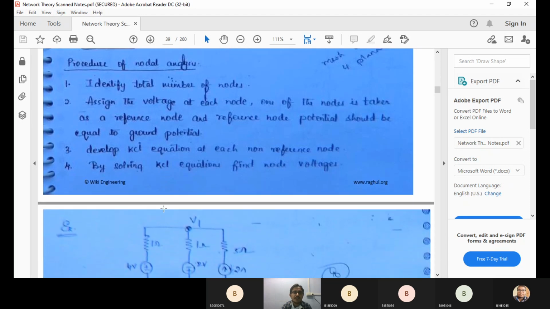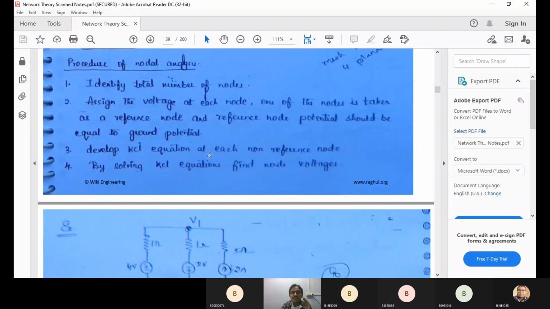Procedure for the nodal analysis is: identify total number of nodes. Similarly, we are having the 4 steps. The first step is identify total number of nodes, and second one is assign the voltage at each node. One of the nodes is taken as a reference node and the reference node potential should be equal to the ground potential. Number 3, develop KCL equation.